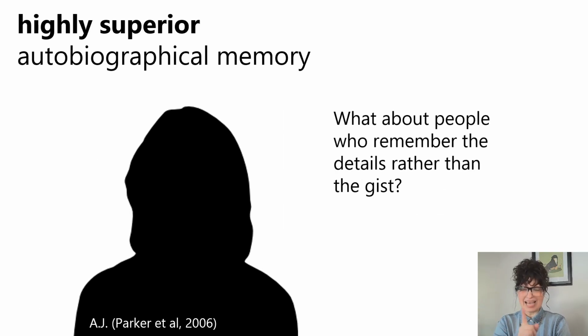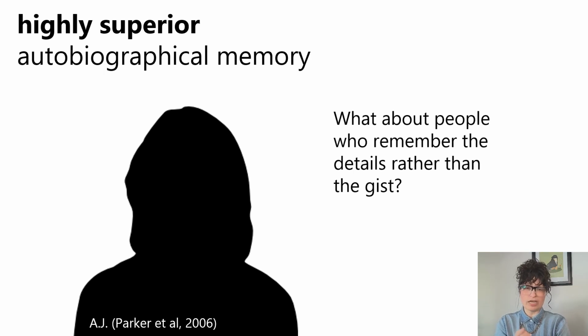And this actually implicates something very interesting about people with highly superior autobiographical memory. So people with HSAM, that's what that's called, are people who tend to have these incredibly detailed memories for like every event in their lives, from about the time that they're a toddler to the present time. And it's rare, but it is an experience that some people have.